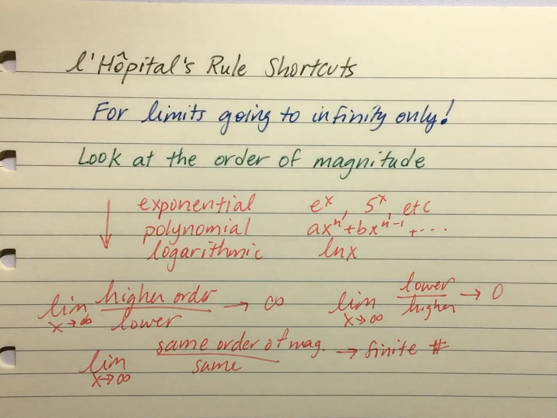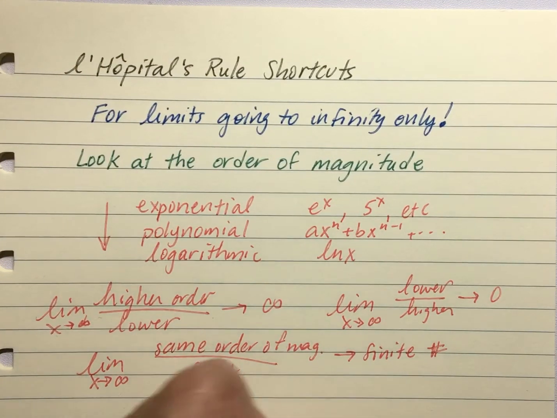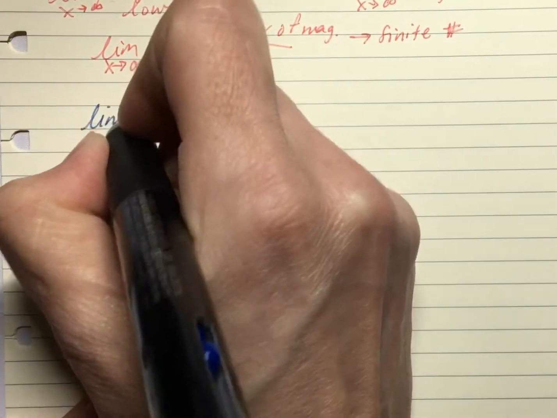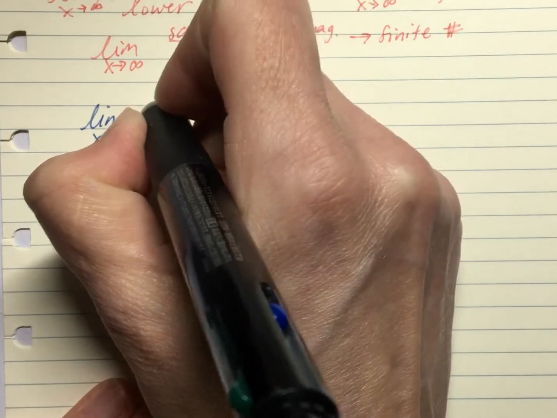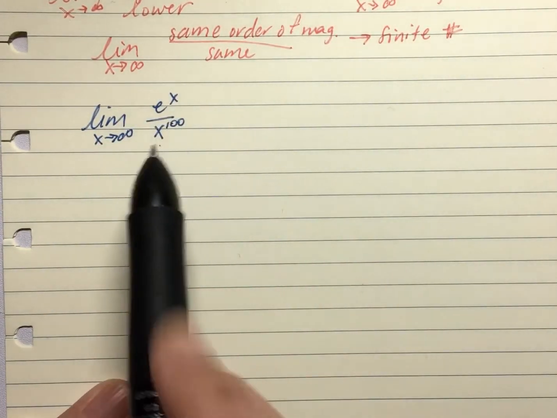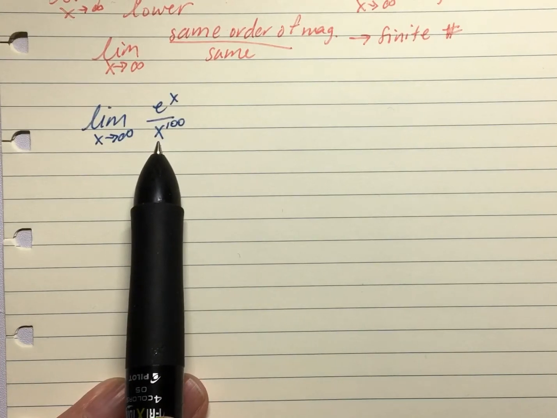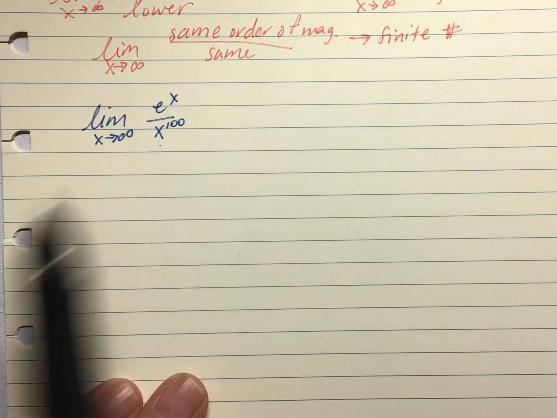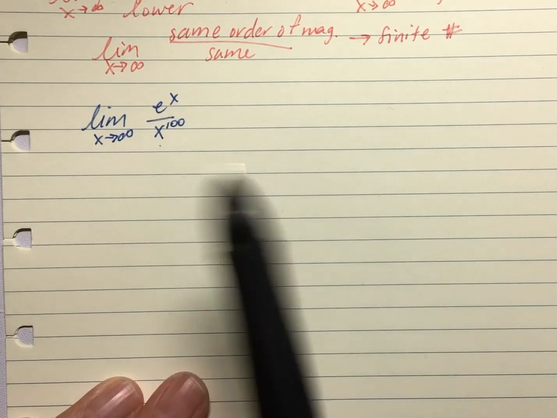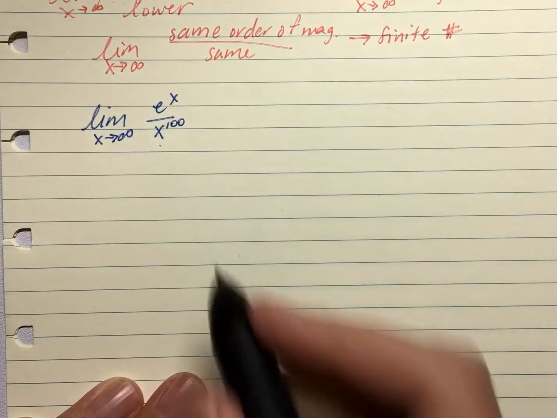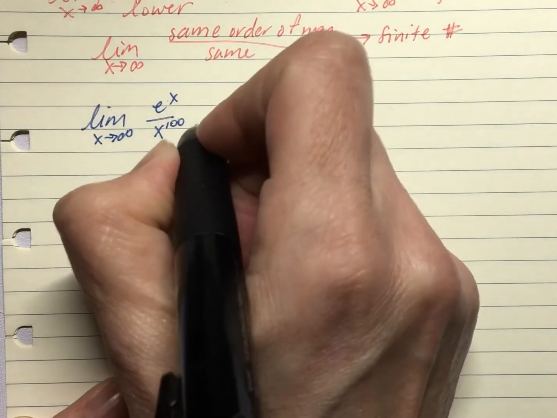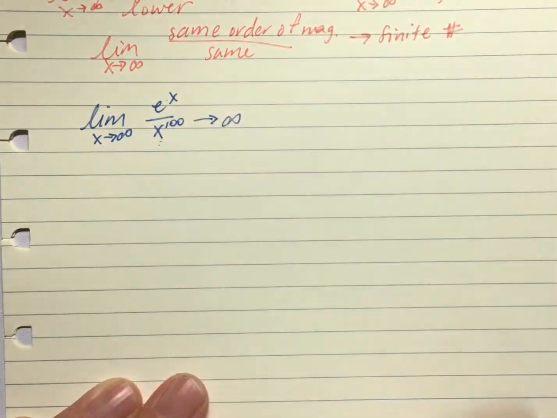So let's look at a couple examples. If we have the limit as x goes to infinity of, say, e to the x over x to the 100. If I use L'Hopital, I would have to use it a lot of times to get 100 x to the 99 and then x to the 98, and so on, and the numerator would still just be e to the x. So it saves us a ton of time, and we can look at that and go, oh, e to the x grows faster than x to the 100. So this is going to go to infinity.